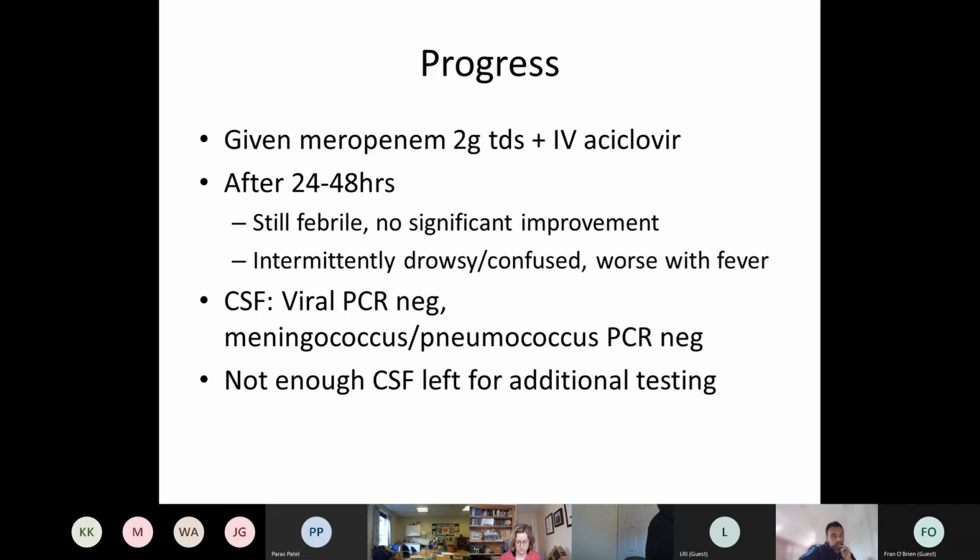Meningococcal and pneumococcal culture is negative to date. PCR for both of those infections is also negative. There's not really enough CSF left to add in any other tests.